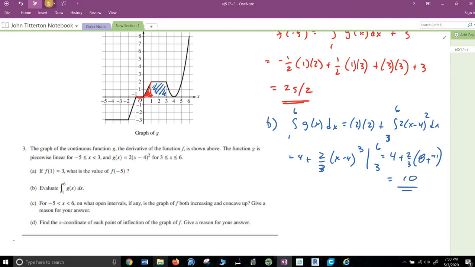Then we get one of the classics, the mean value theorem. No, not yet. That's coming up later. Sorry, getting ahead of myself.